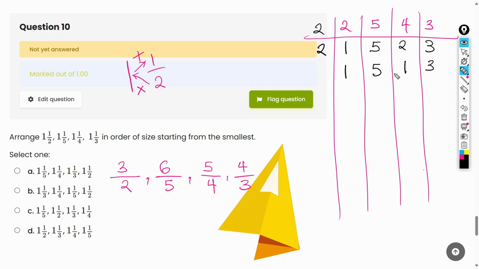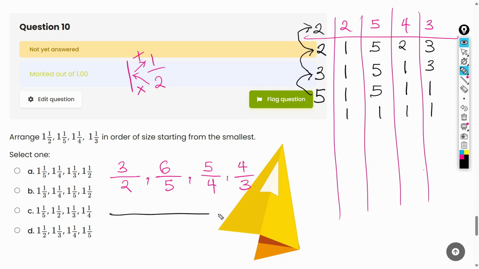We've exhausted 2. We can move to 3. 3 into 1 wouldn't go, we bring down 1. 3 into 5 wouldn't go, we bring down 5. Bring down 1. 3 into 3 is 1. Now we can use 5. 1, 1, 1, 1. So our LCM is 5 times 3, which is 15. 15 times 2 is 30. 30 times 2 is 60.